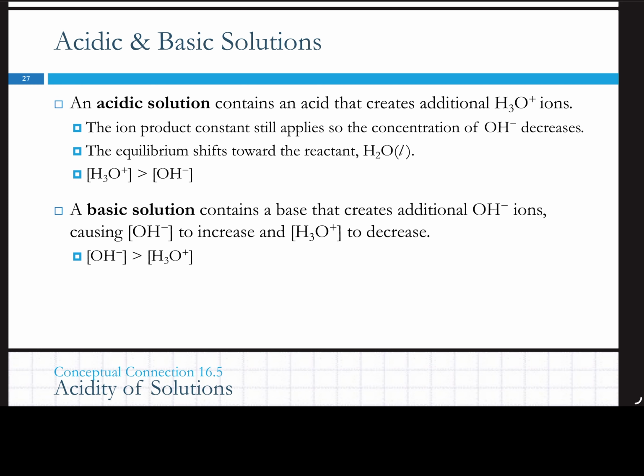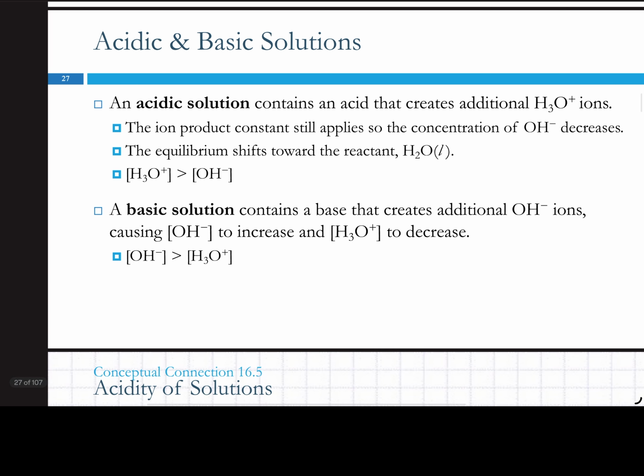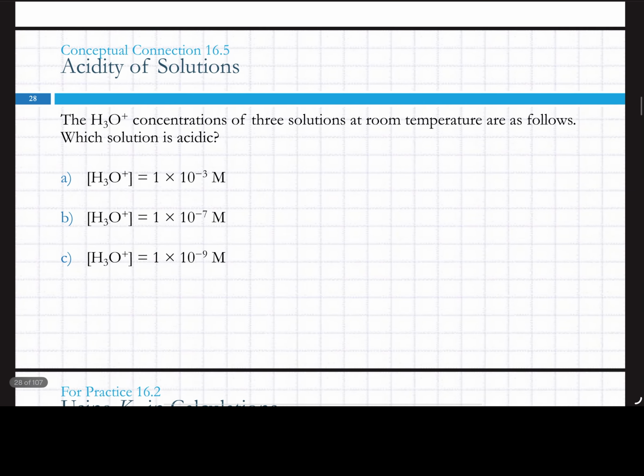So the definition of an acidic solution or a basic solution depends on the relative amounts of H3O plus and OH minus. If I have more H3O plus than OH minus, then it's acidic. If I have more OH minus, hydroxide, it's basic. So if we wanted to determine the acidity of a solution, we have to calculate those or use what we know about an acid or base being added to determine how that's going to change the acidity of a solution.